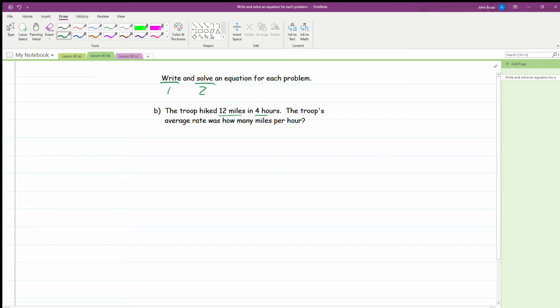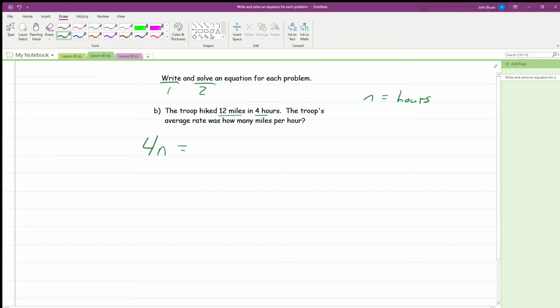So if I took 4, remember our rate over time, we always can go 4 times n, because it's some number. So 4 times the hours, 4 times the hours, where n equals hours.